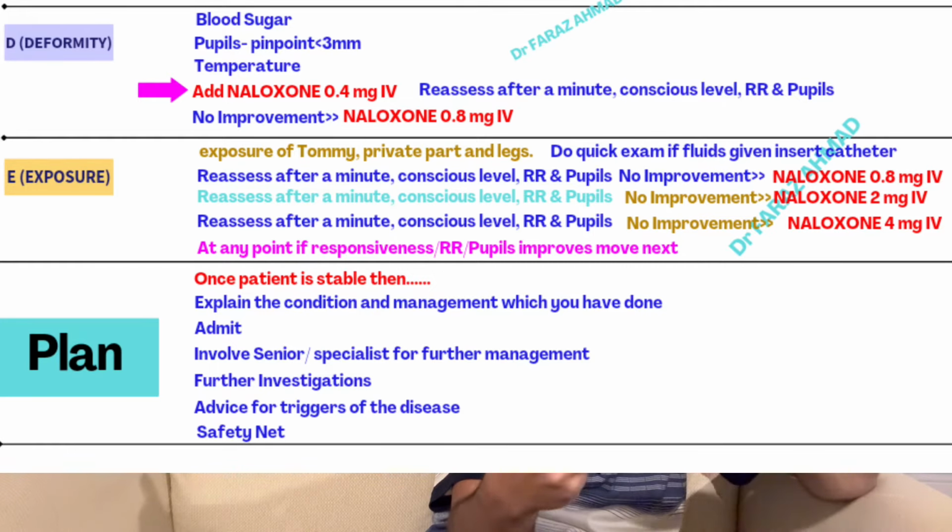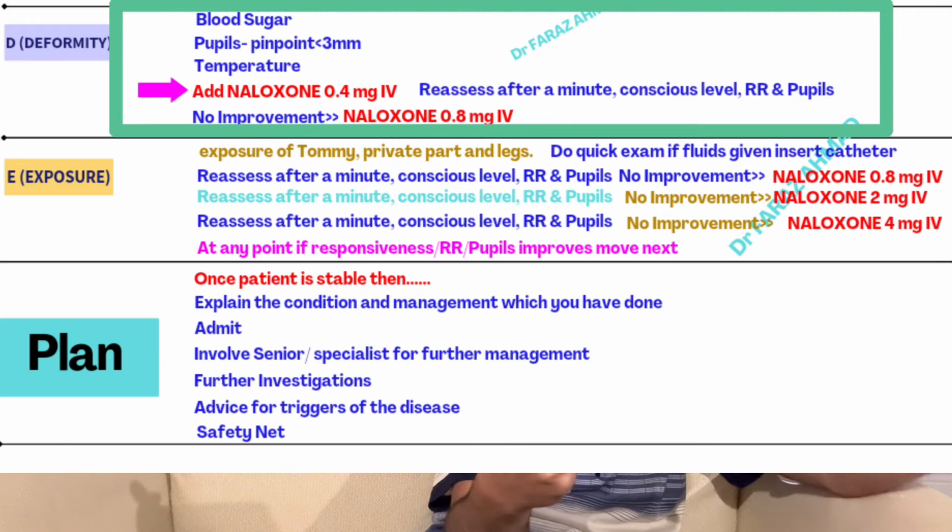So in the D, you will ask for the blood sugar because the patient is unresponsive, and then you will check the pupil of the patient. The patient's pupils will be pinpoint, less than 3 mm, and you will request the temperature. So you will say, I can see my patient was on morphine, my patient's respiration is very low, my patient's response is low and my patient's pupils are pinpoint. So I am suspecting the patient is having toxicity of morphine.